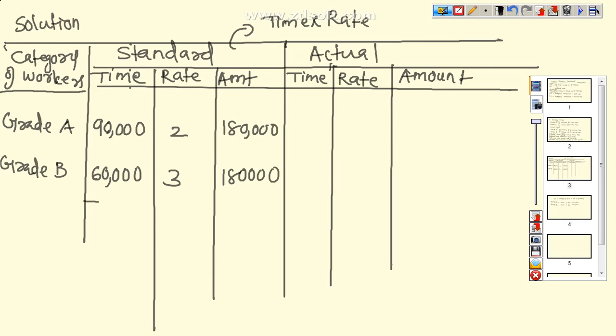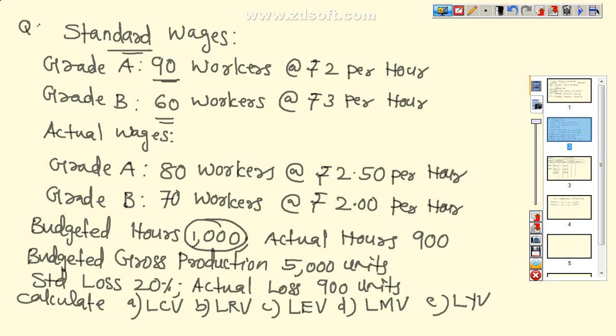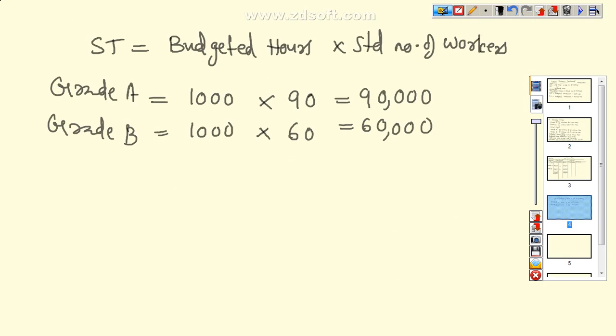So we can calculate the total. 90 plus 60 is equal to 1,50,000. Here 1,80,000 plus 1,80,000 is equal to 3,60,000. After this we can make the table for actual. Here actual hours is given as 900. So we calculate actual time for grade A as well as grade B workers, which is equal to actual hours multiplied by actual number of workers.